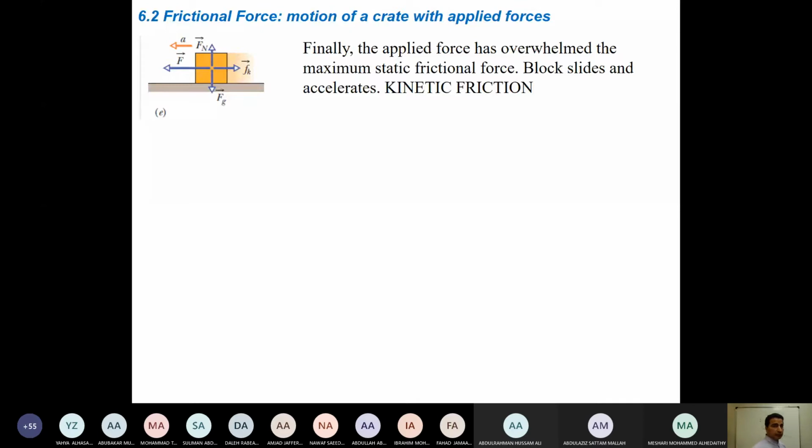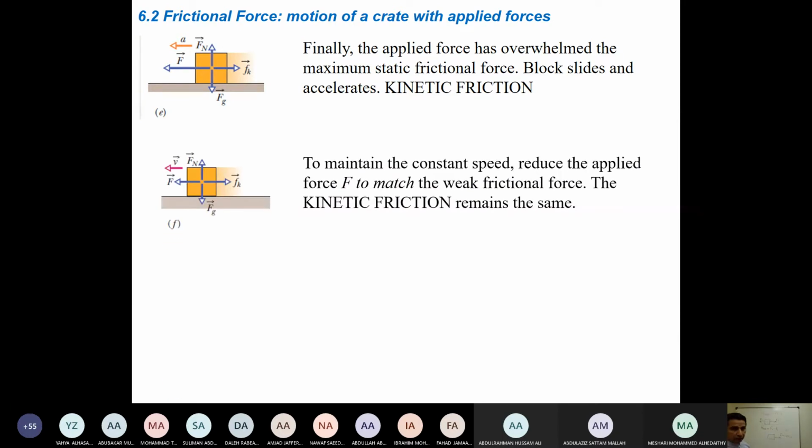But now, what you see in this line, the force which we start to talk about now, we change the language. In the previous case, when the object was at rest, we said static friction. When the object started to move, we started to use the word kinetic friction. Now the name we'll be using is kinetic friction, in motion. To maintain the constant speed, reduce the applied force to match the weaker frictional force, the kinetic friction, which remains the same.